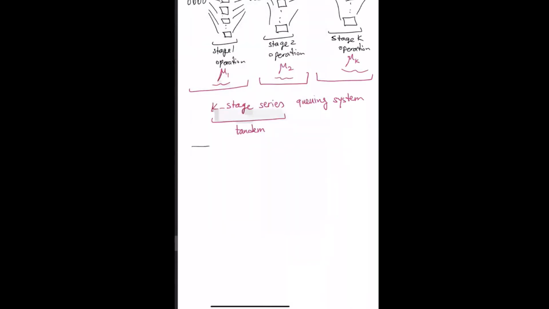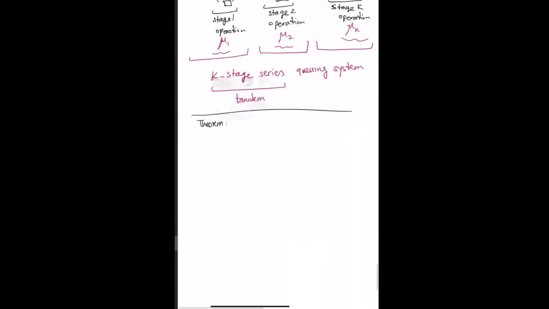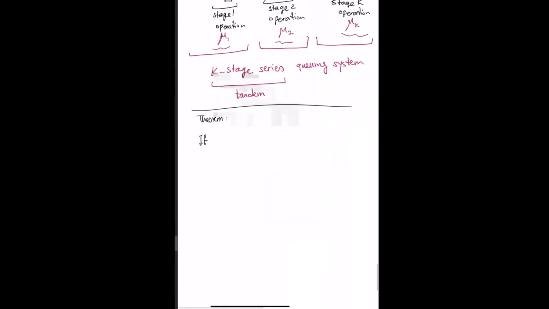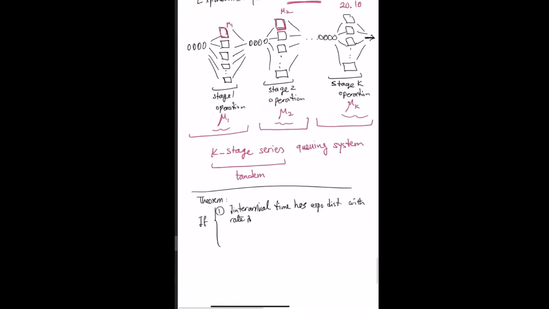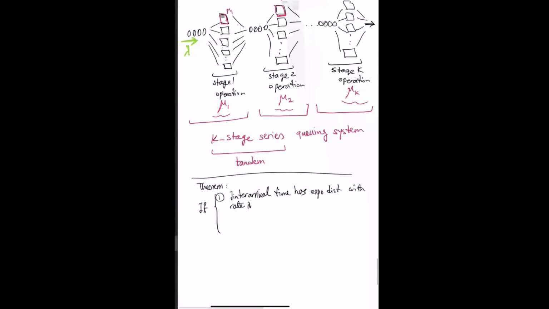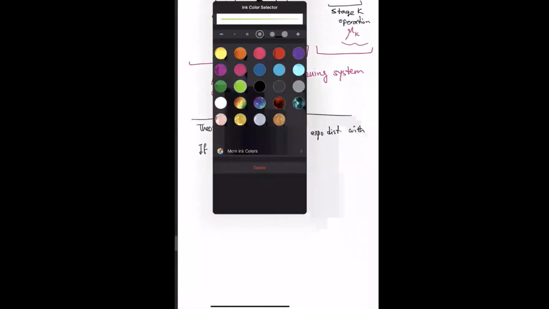To be able to analyze this queuing system, there is a theorem that can help us. This theorem says that if 3 conditions hold, the first condition is that the interarrival times have an exponential distribution with rate lambda. The interarrival time is here, right? The arrival of entities to the system. That's where the arrival of the entities happens. If the interarrival time has an exponential distribution with rate lambda, that's the first condition.